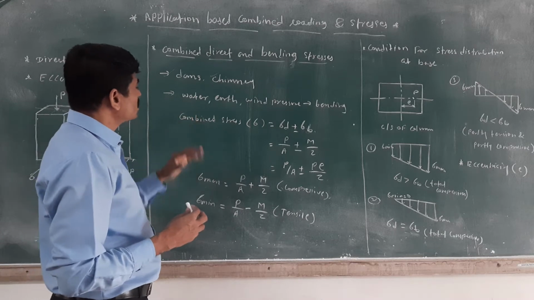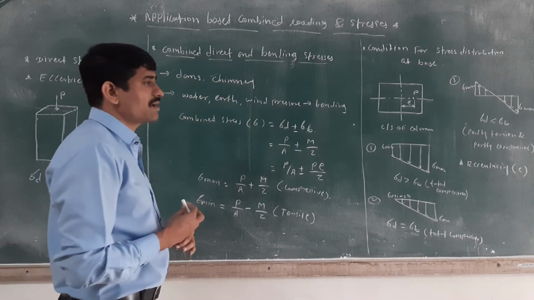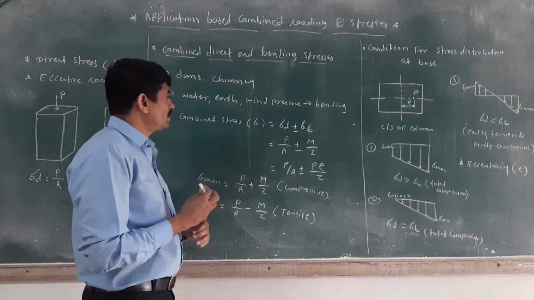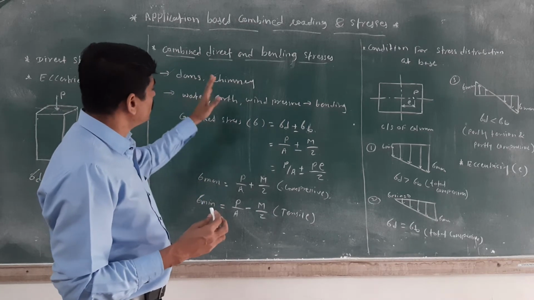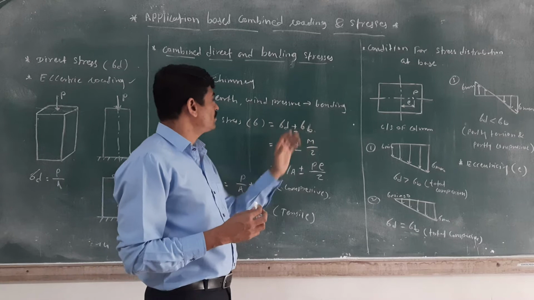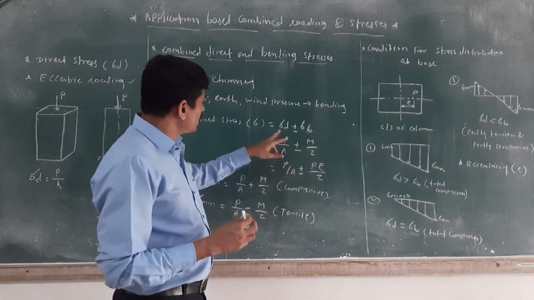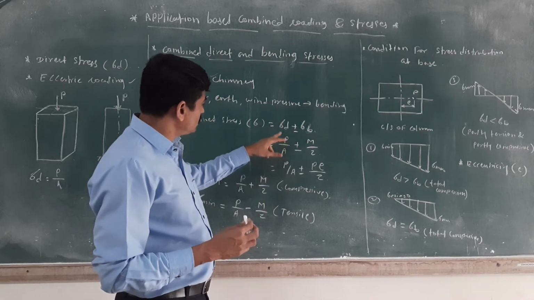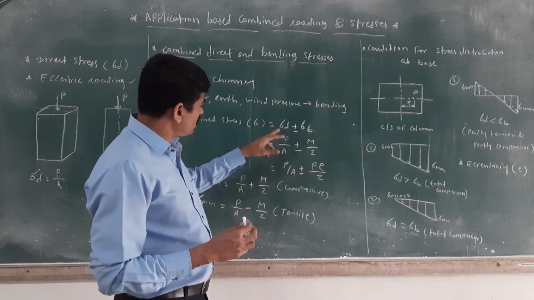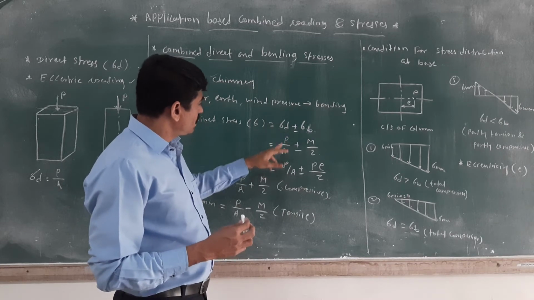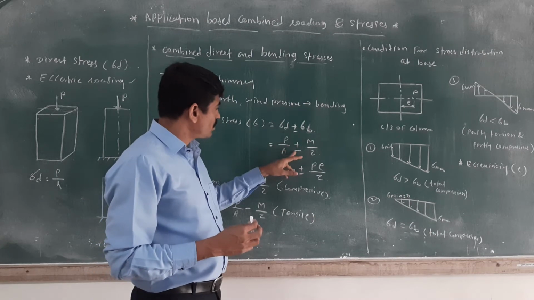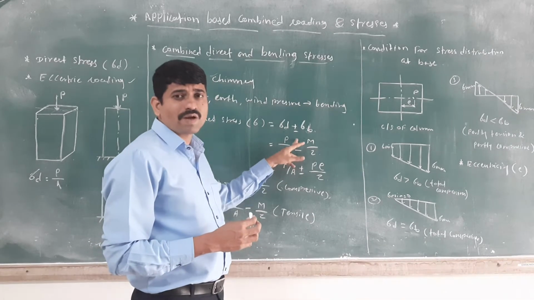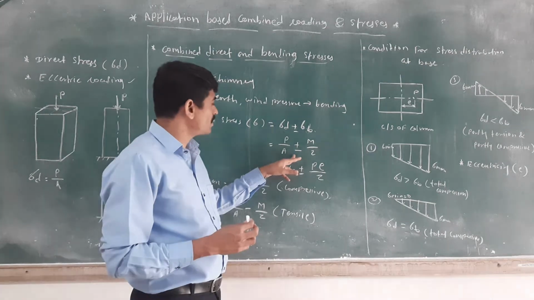You know the combined stresses are denoted by the capital sigma. Sigma is the summation of direct stresses as well as bending stresses. Sigma D is denoted by the direct stresses. Here the direct load is P, and the area of cross section is denoted by A. Here is the plus or minus because you can calculate the maximum and minimum stresses.